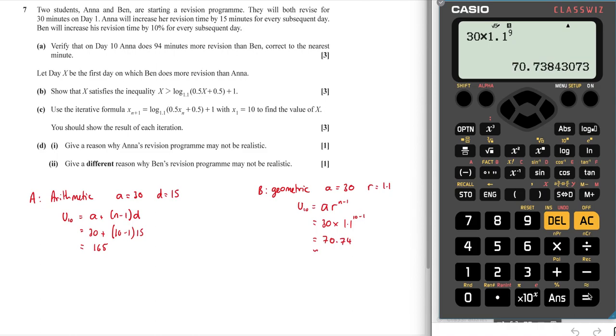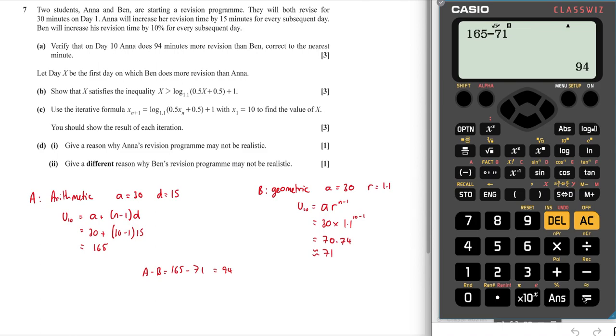So that's about 71. So then we're going to just 94 minutes. So we're going to do A take B is 165, take away 71, which to absolutely nobody's surprise, 165 take away 71 is about 94. And it's a verify, we just need to show that that's the case.